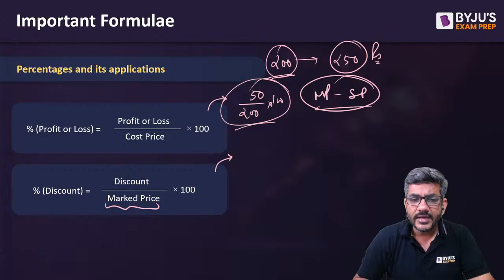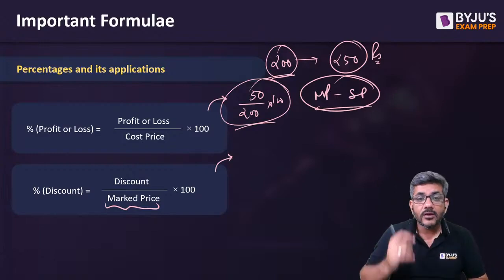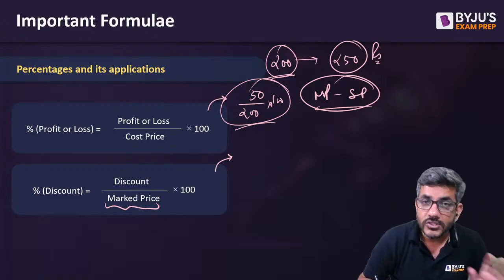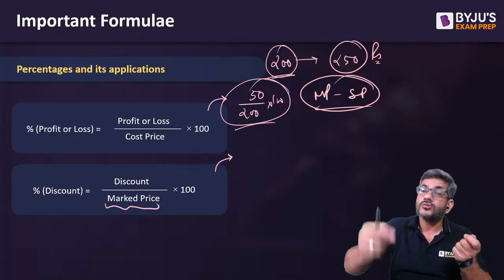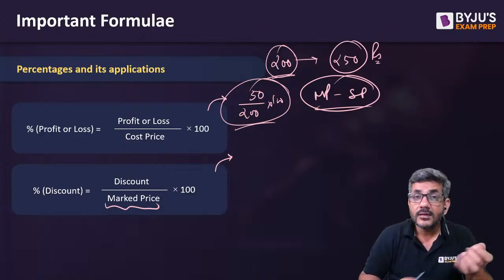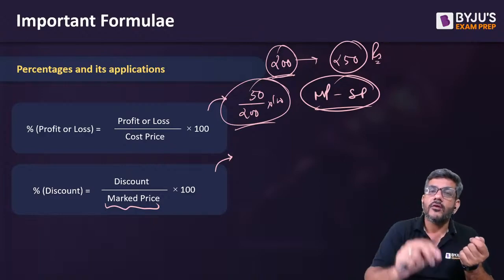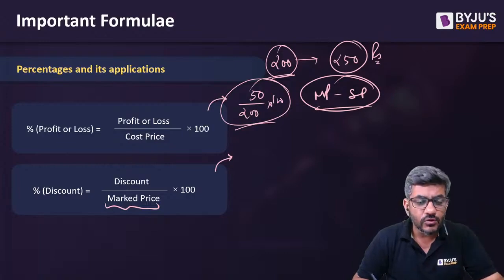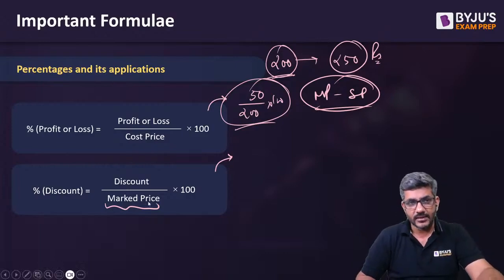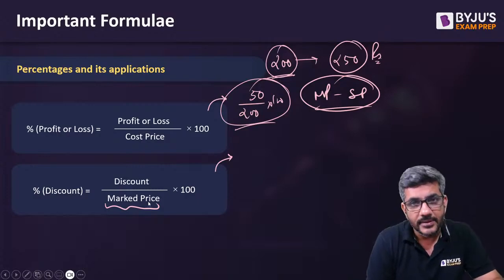Once again, the thing to take care of. In profit, loss and discount, profit and loss are always calculated on cost price. There is a percentage called markup percentage that is also calculated on cost price. The percentage discount is the only percentage which is calculated on the marked price. उसको हम लोग marked price पे calculate करते हैं, बाकी दोनों चीजें हमारी cost price पे ही calculate होती है. That was the second formula that we had regarding percentages and its applications.